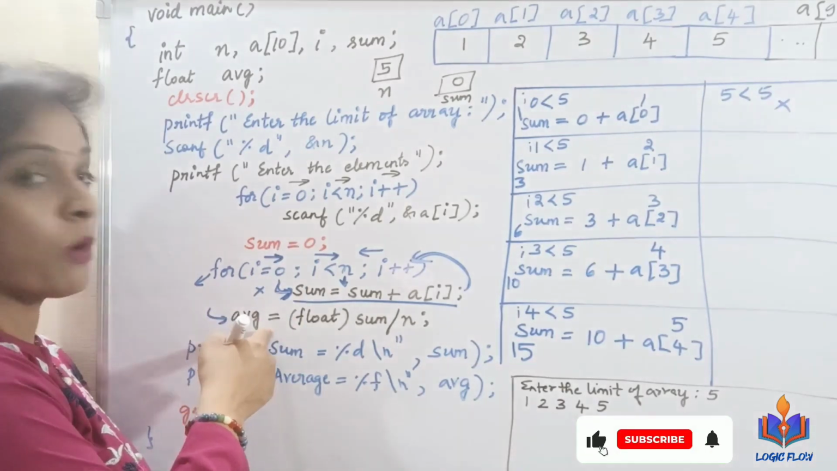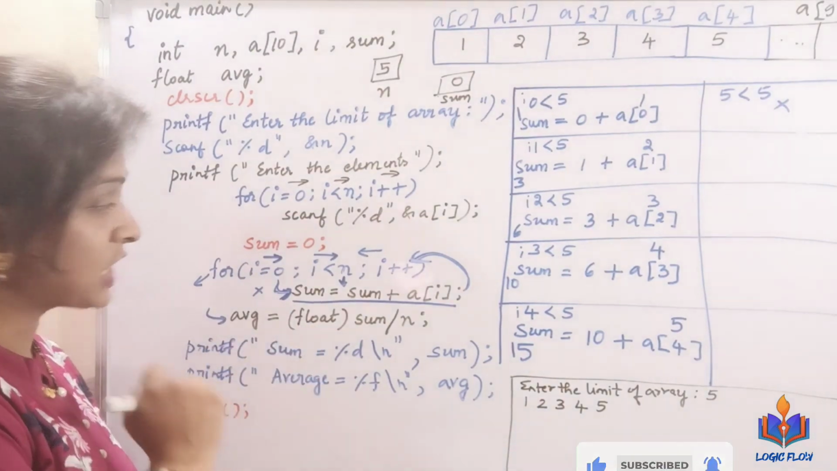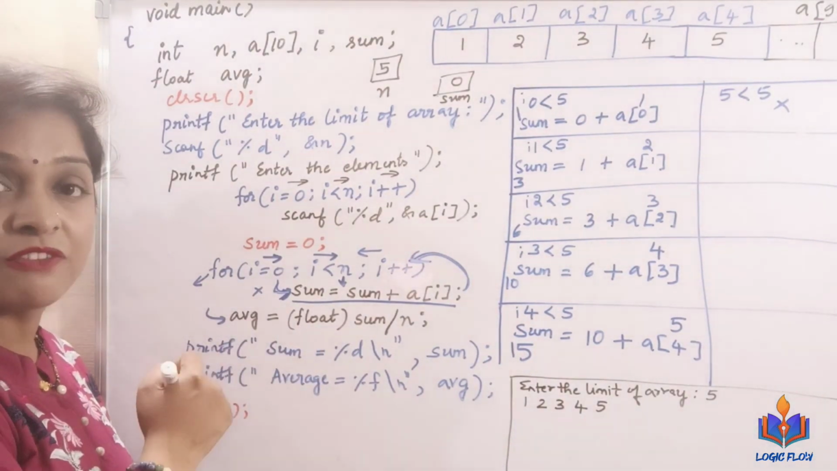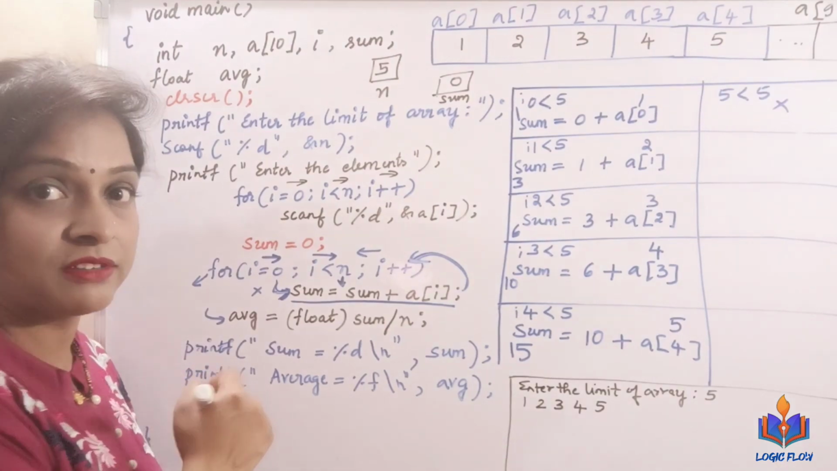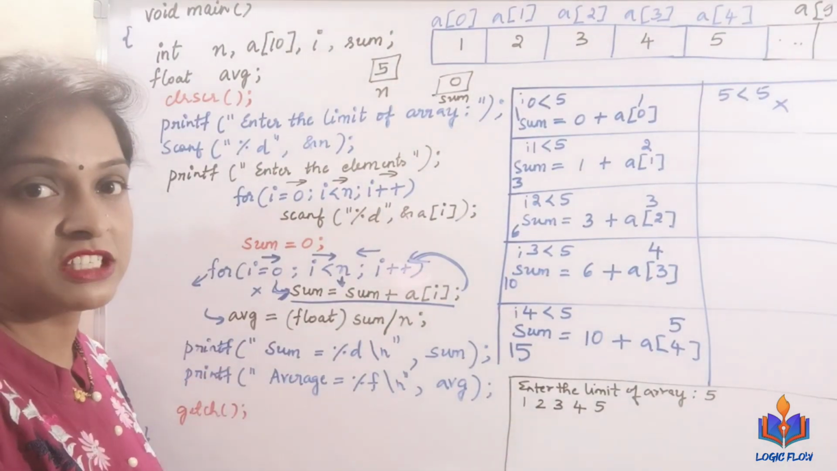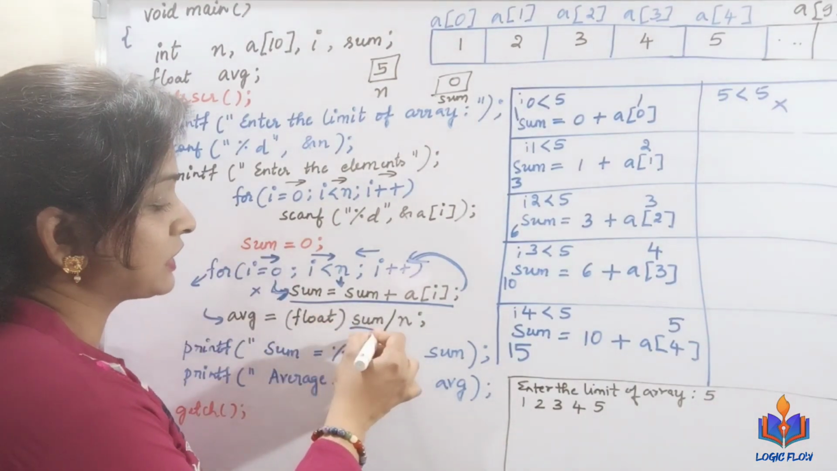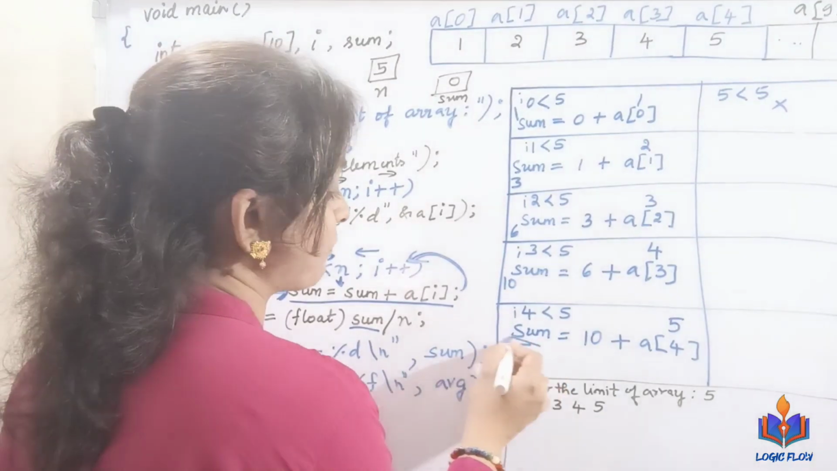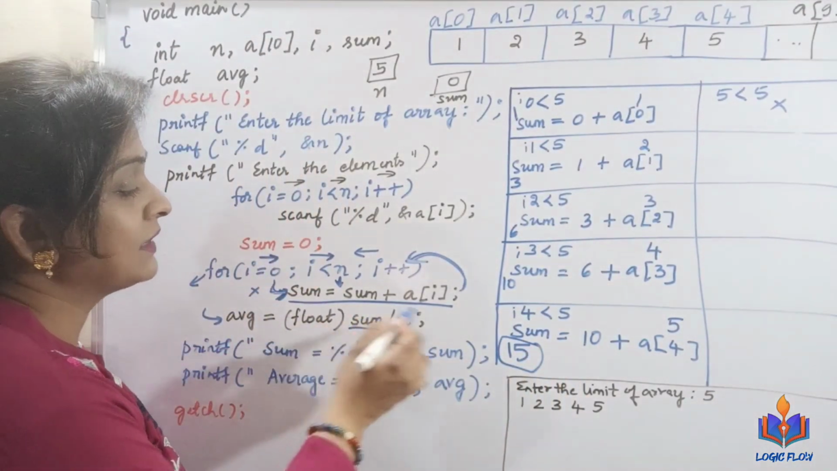Control comes to this point now. When I come to this point, I am doing the explicit conversion. We have seen what explicit conversion is; please check out the playlist, and you can get the idea of what explicit conversion is. So here the sum is of integer type, so my final sum value is 15. That I need to convert to float and then divide by n.